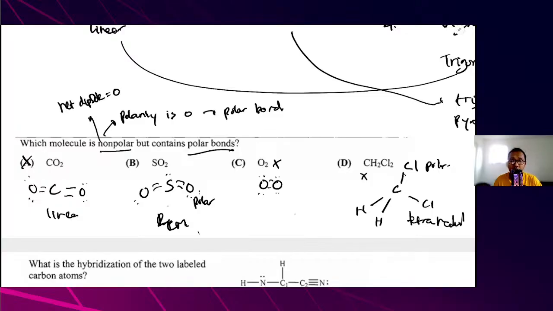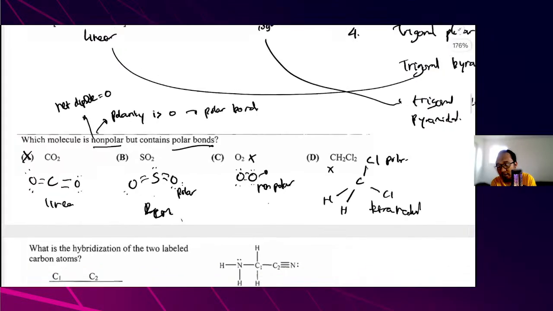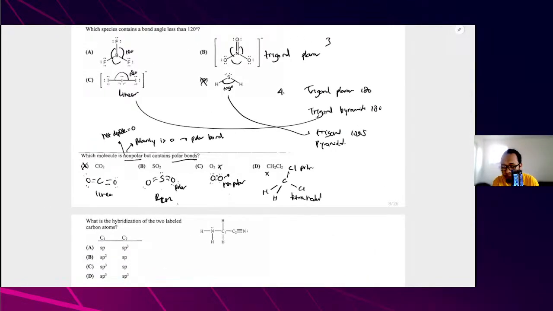So this is the reason why. Just remember, if the question is nonpolar but contains polar bonds, nonpolar means the net dipole is zero. And yes, option C is nonpolar. However, the question is but contains what? Contains polar bonds. So we need to know which one has polar bonds. However, based on the net dipole, it will be zero.